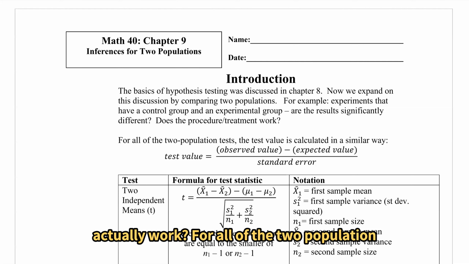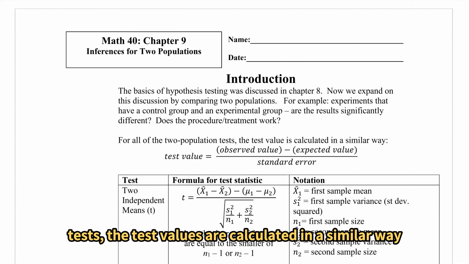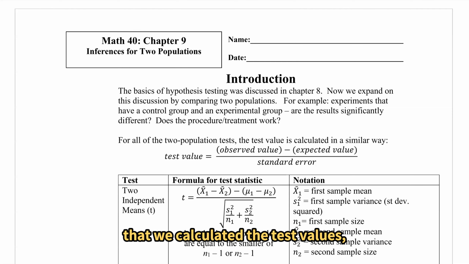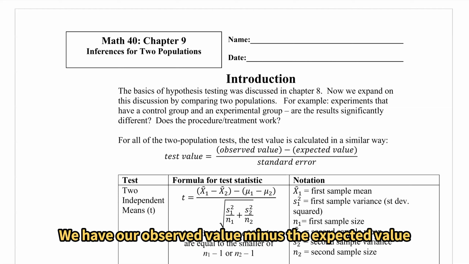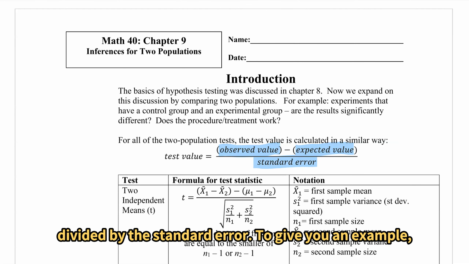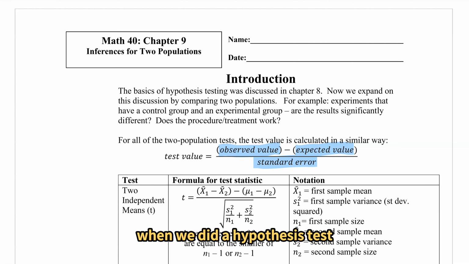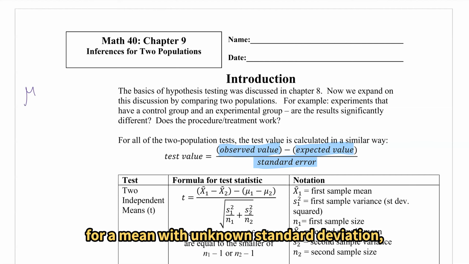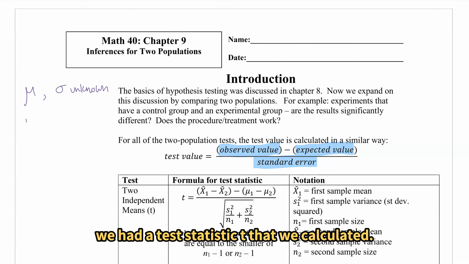For all of the two population tests, the test values are calculated in a similar way that we calculated the test values, the test statistics in Chapter 8. We have our observed value minus the expected value divided by the standard error. To give you an example, when we did a hypothesis test for a mean with unknown standard deviation, we had a test statistic t that we calculated.